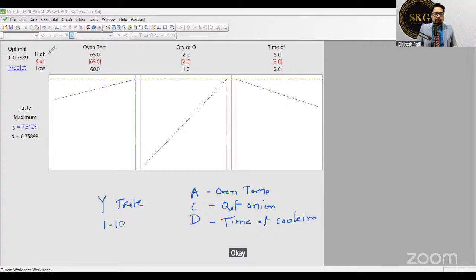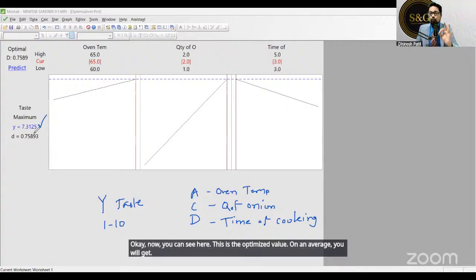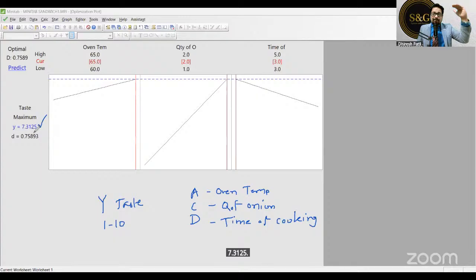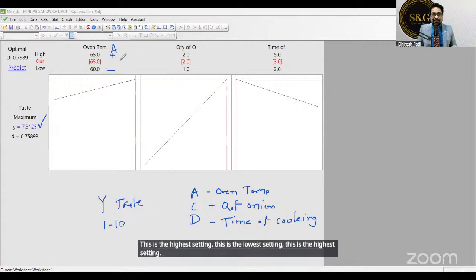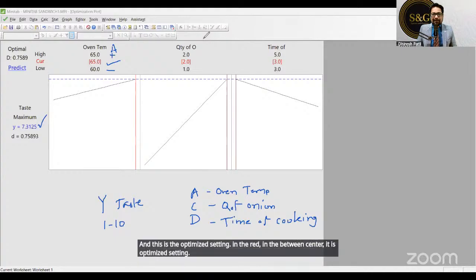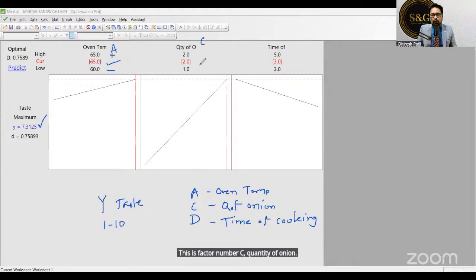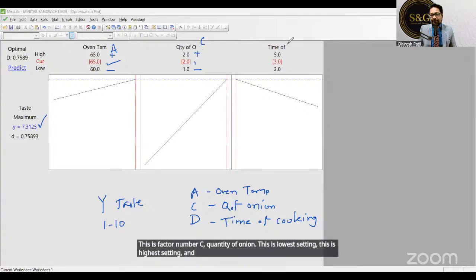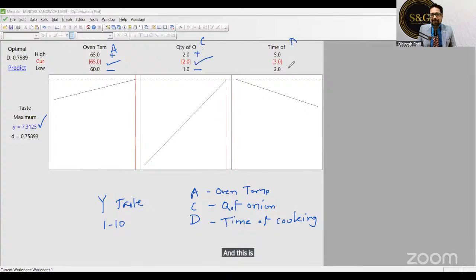Now you can see here, this is the optimized value. On an average you will get 7.3125. This is the optimum test you will get. Now you can see here, this is factor A: this is the lowest setting, this is the highest setting, and in red, in the center, is the optimized setting. This is factor C, quantity of onion: lowest setting, highest setting, and optimized setting. And this is factor D: lowest setting, highest setting, and optimized setting.